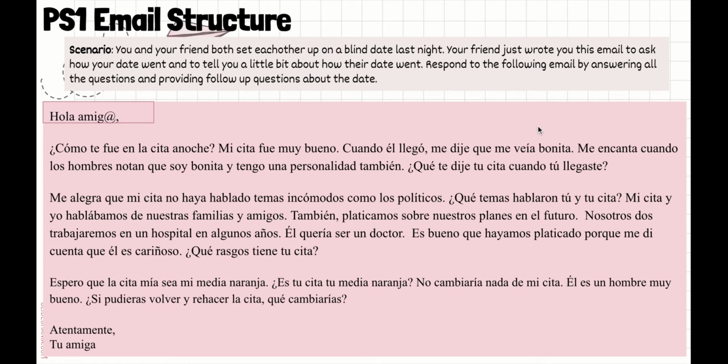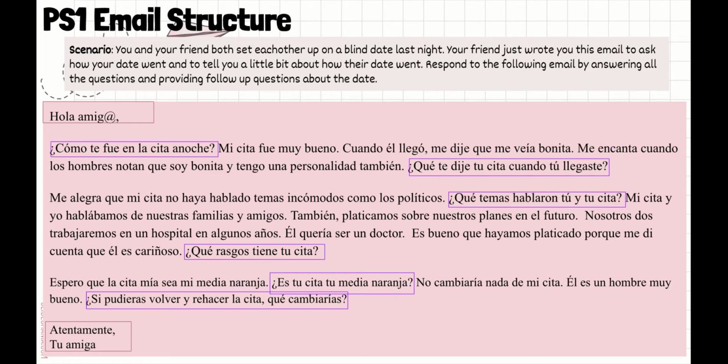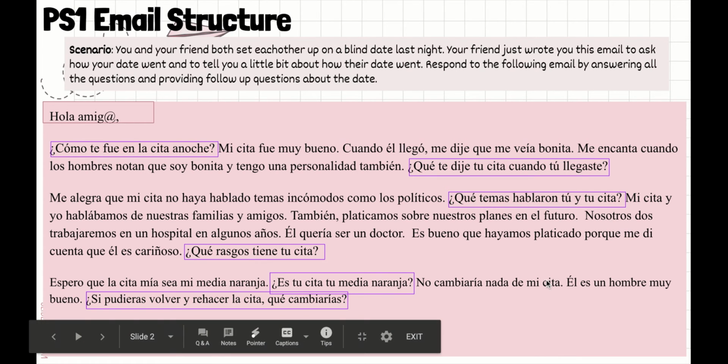The second thing we want to notice after we have read it is where all of the questions are that they have asked us. So I went through and marked all the questions so that we make sure that we respond to those. And then we also notice how they said goodbye to us.